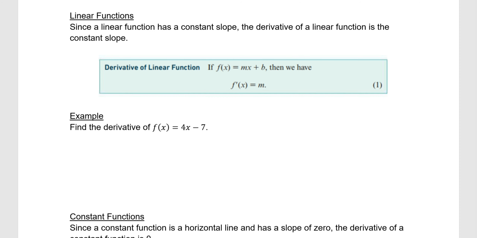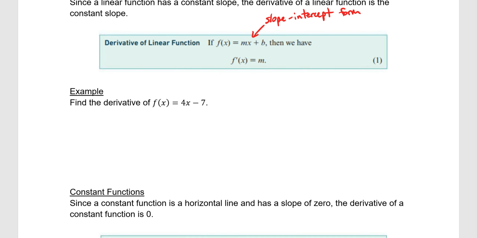So if we have f of x equals mx plus b, so this is slope-intercept form for the equation of a line, we know that the slope of this line, whatever these numbers represent, m and b, the slope is the m value. That means the derivative f prime of x equals whatever that m value is.